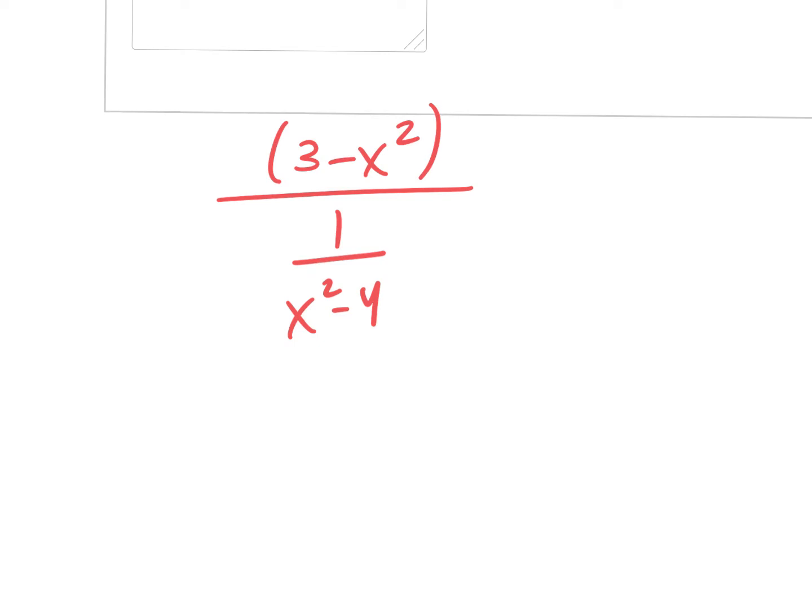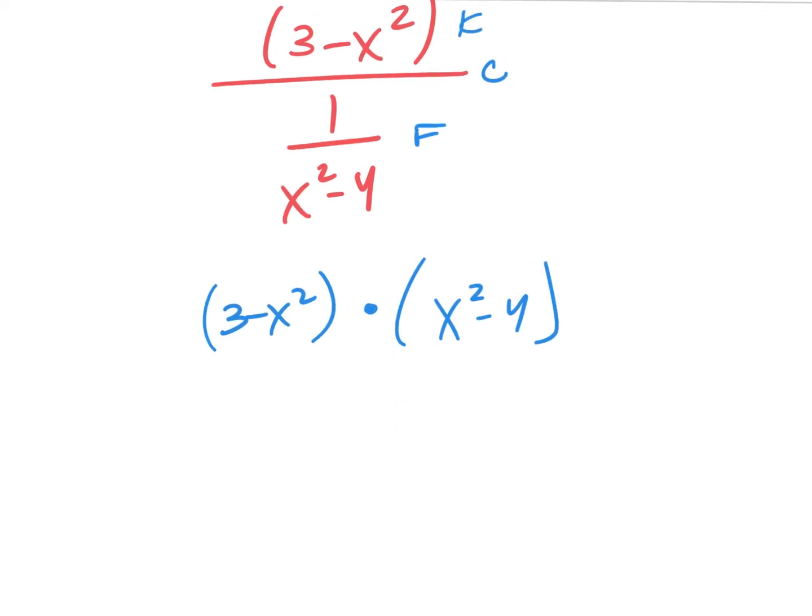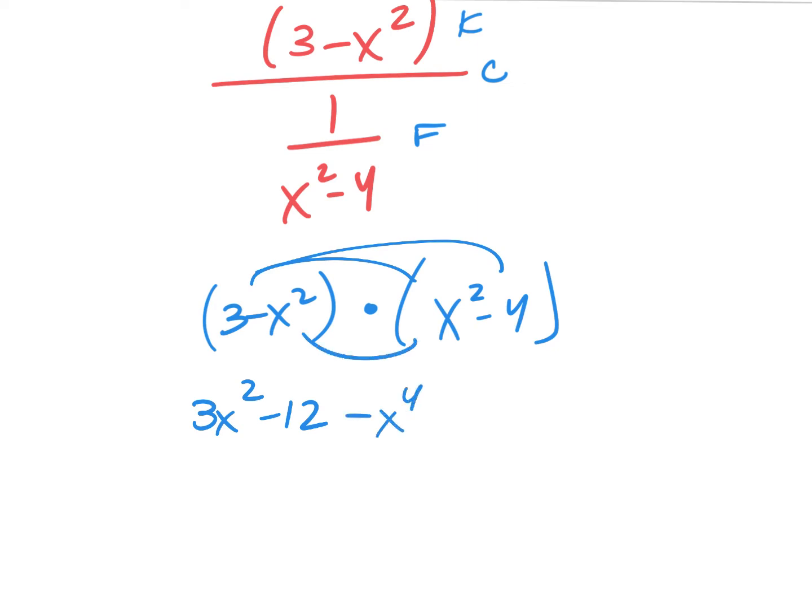How do we divide fractions? You keep, change, flip. So I keep 3 minus x squared, yeah? Then what happens? Times x squared minus 4. Can I combine? What do I do? Okay, so 3 times x squared is 3x squared. 3 times negative 4 is negative 12, and negative x squared times x squared is negative x to the fourth. And negative x squared times negative 4 is? Negative times negative is a positive.